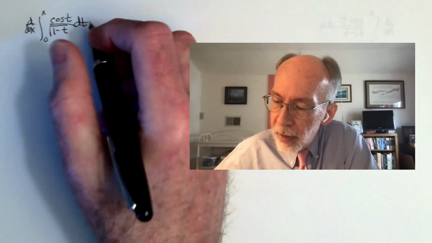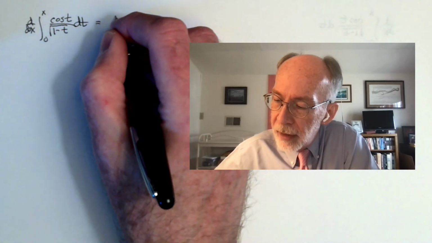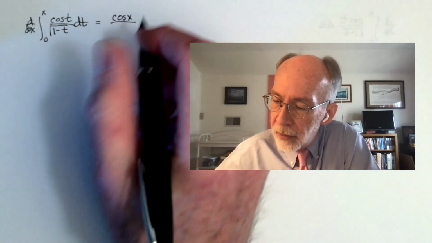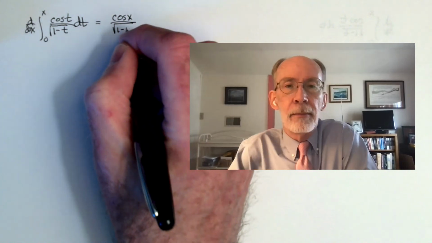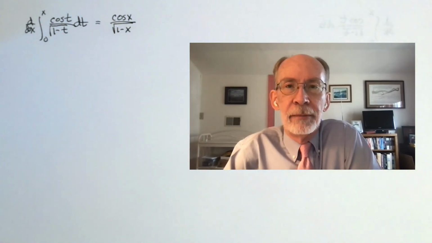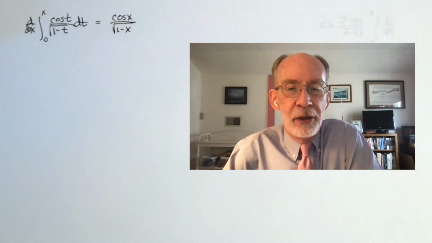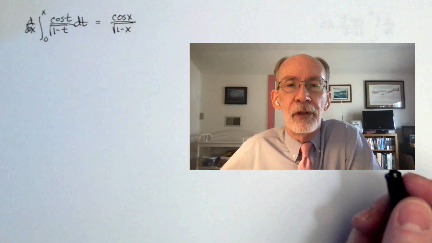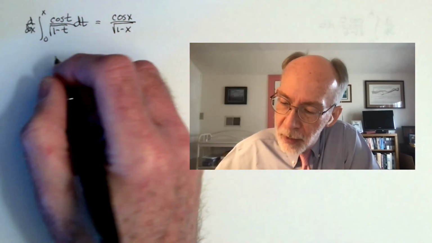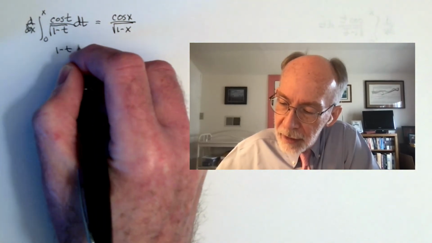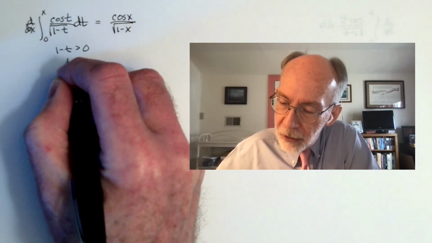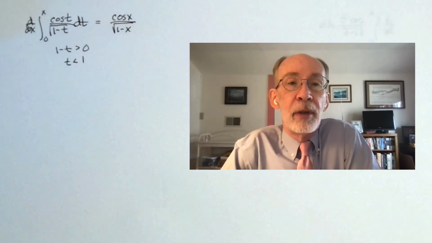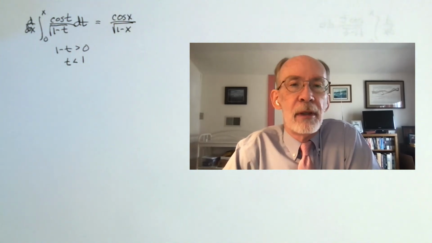So by the fundamental theorem part 2, this is just the cosine of x over the square root of 1 minus x. It's just that simple. You're sticking x's in place of t's, or whatever the independent variable is in place of whatever the variable of integration is. But we did need to check the conditions. That's important. And we should actually note where this is good and where it's not. So we need 1 minus t to be strictly positive, which means we need t to be less than 1. But for t less than 1, this is the derivative of this function.